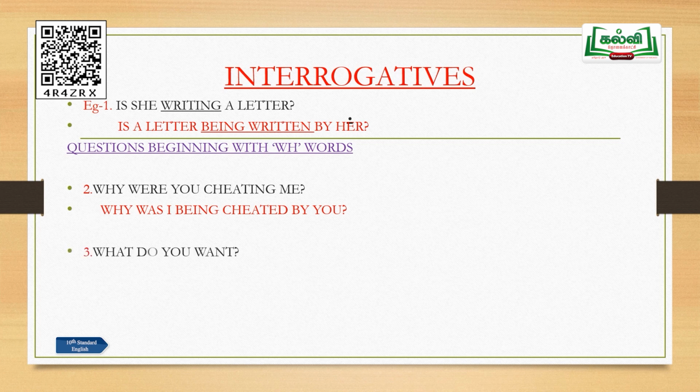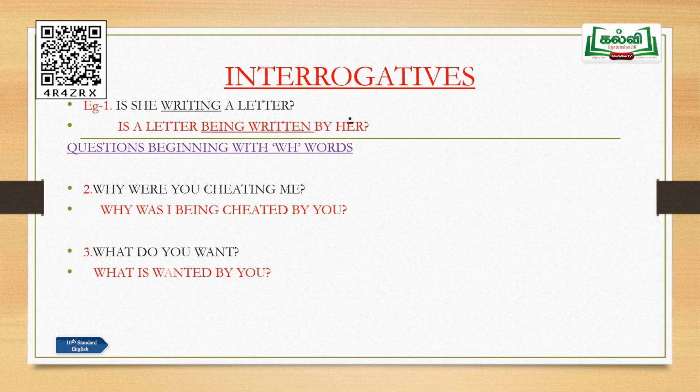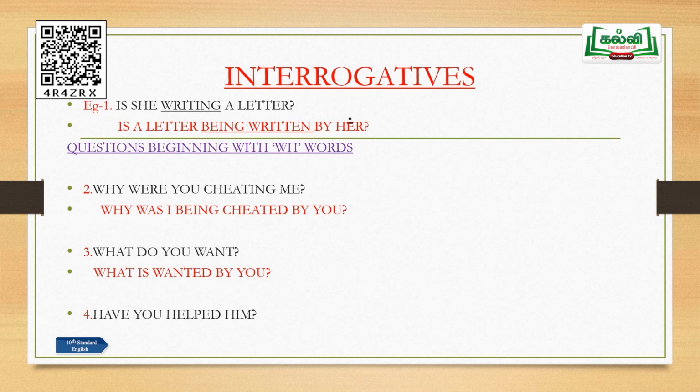Third sentence, I want you to guess. What do you want? You can write down the answer and check if your answers are right. In the passive voice, it becomes: what is wanted by you? Fourth sentence, have you helped him? You should not drop the H's. When there are words beginning with H, you have to be very careful when you read it. Have you helped him? Has he been helped by you?